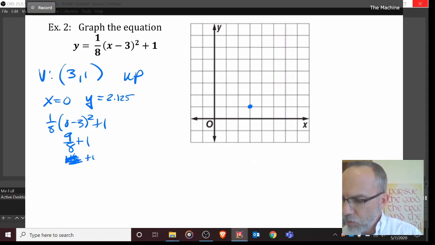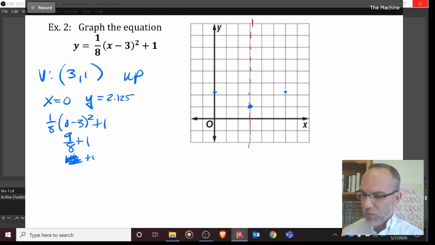So 2.125 right there. I know that there's an axis of symmetry vertically that comes through here. So if I know that point there on the left, 3 spaces, I'm going to go over 3 and come up 2 1/8 right here. Okay. But now there's another one that you can find real easy.